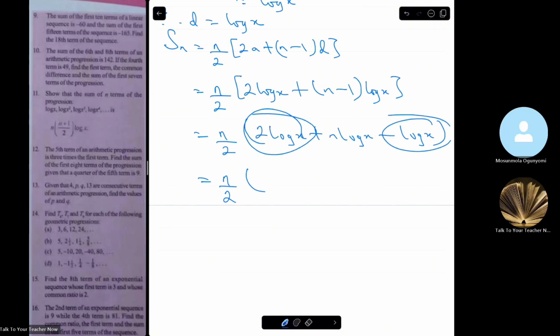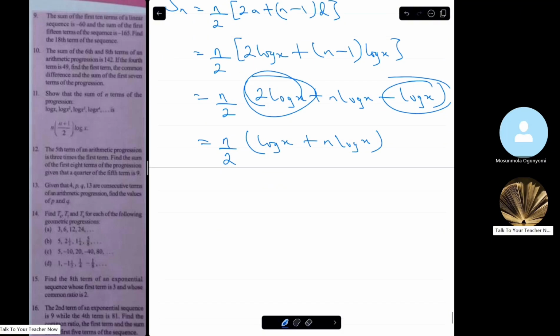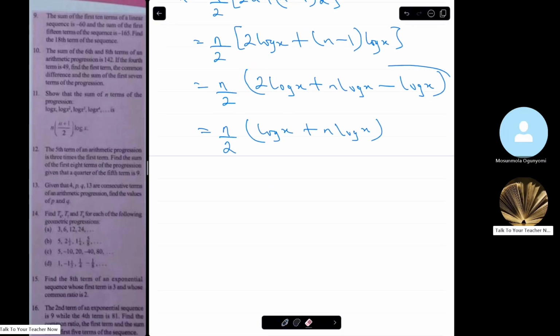Log x plus n log x equals n over 2 into bracket log x plus, I can write n log x as log x raised to power n, so that I can combine the logarithms.